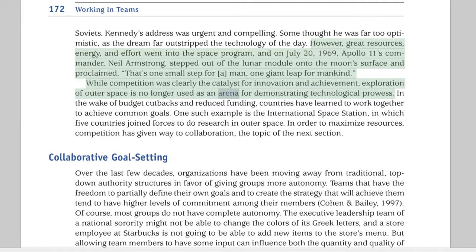While competition was clearly the catalyst for innovation and achievement, exploration of outer space is no longer used as an arena for demonstrating technological prowess. In the wake of budget cutbacks and reduced funding, countries have learned to work together to achieve common goals. One such example is the International Space Station, in which 5 countries joined forces to do research in outer space. In order to maximize resources, competition has given way to collaboration, the topic of the next section.